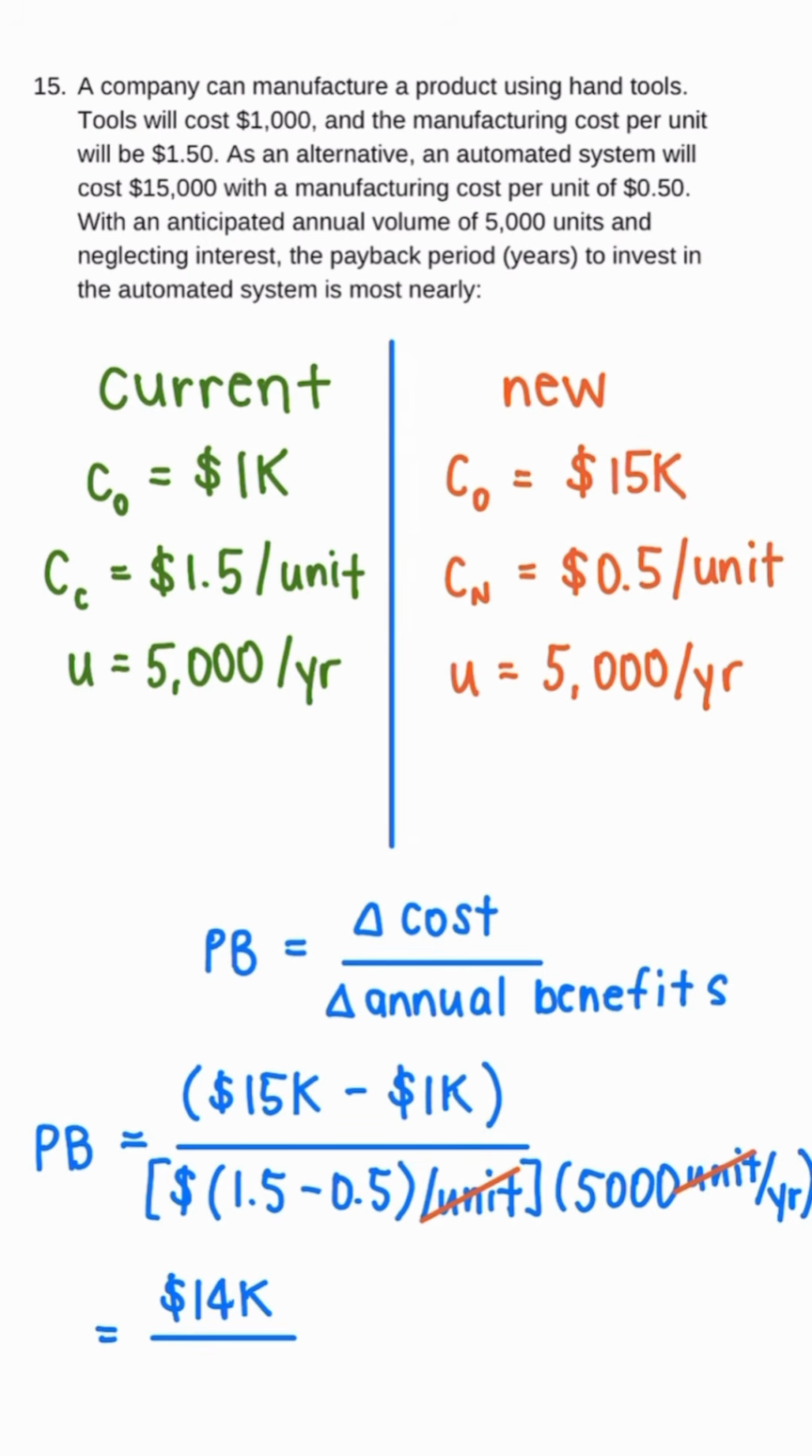The units cancel, and you're left with $14,000 divided by $5,000 per year, and you're left with 2.8 years. So the answer is B.